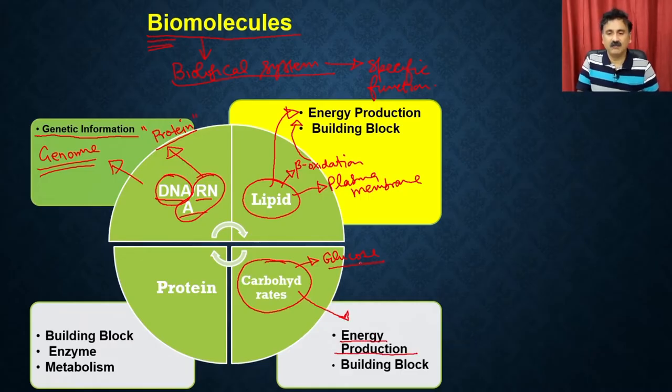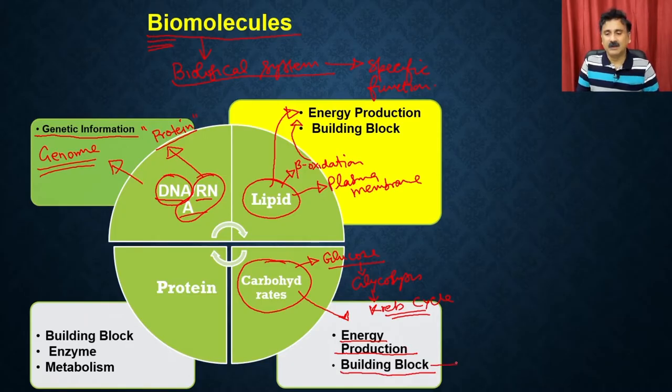So glucose is metabolized within glycolysis as well as the Krebs cycle, and that's how it produces a large quantity of ATP, and that ATP is utilized by the cell for several types of functions. Apart from that, carbohydrates are also present as signal molecules in some of the cells.